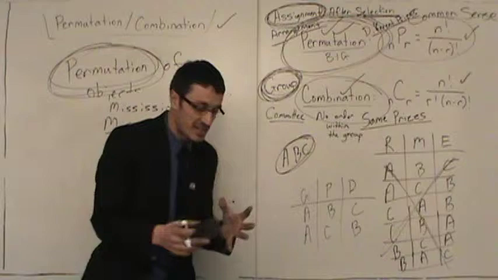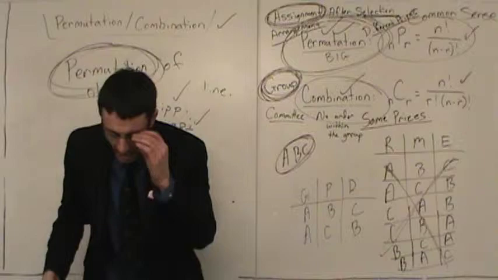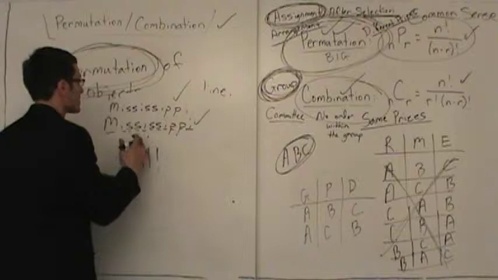This is where permutation meets combination. The concept, if it doesn't matter how we're standing in a group, and this is all, again, very difficult to visually or spatially understand. I'm just going to show you how to do this. So just accept this for now. There are four S's.